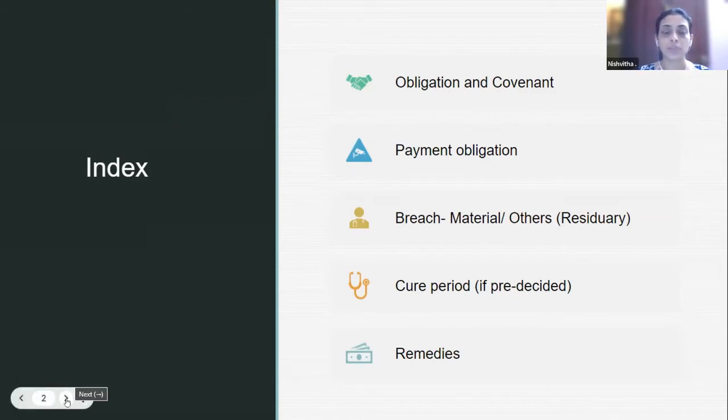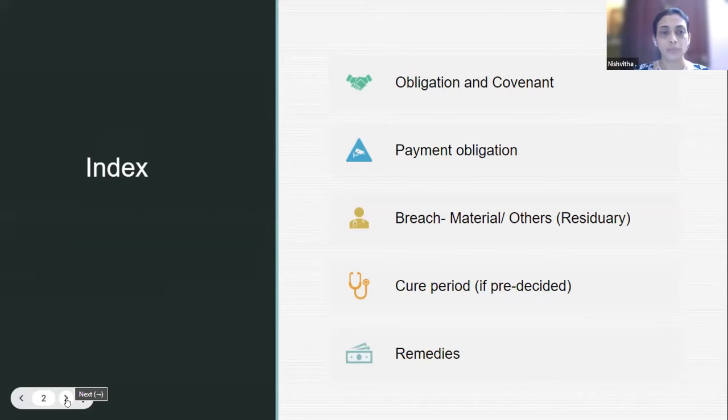What is breach? Under breach, we have two different categories, material breach and residuary breach. I'll explain what it is, how it is different. Cure period: in case there is a breach, a person can go ahead and give him some time to rectify his mistake. That is called a cure period. It is optional, it's not mandatory, it's mutually decided. Then what are the remedies that we have? So this is what we are trying to cover in today's session.